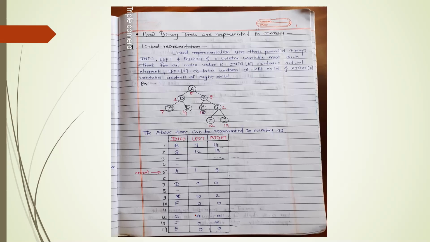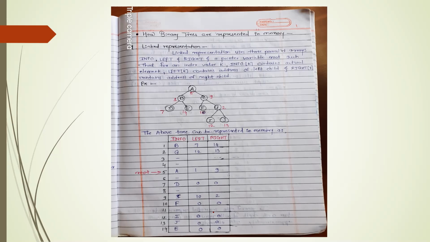Now how are binary trees represented in memory? There are two types of representation. Means binary tree can be represented in memory by two types of representation. First is linked representation and second is sequential representation. In linked representation, three arrays are used: info, left, and right. In sequential representation, only one array is used, that is tree.